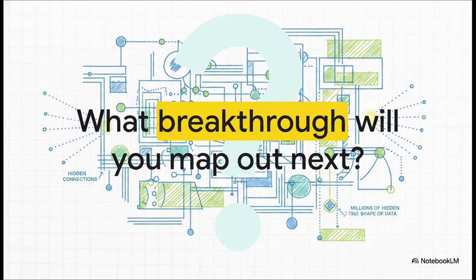So we've gone from the very basic concepts of nodes and edges all the way up to unified architectural mastery and complex multi-hop pathways. You now have the power to uncover millions of hidden connections without ever moving your underlying data. So my final question to you is this. Now that the true shape of your data is finally visible, what breakthrough are you going to map out next?